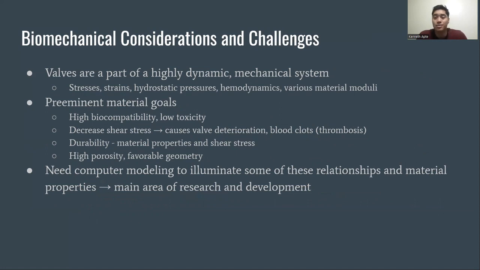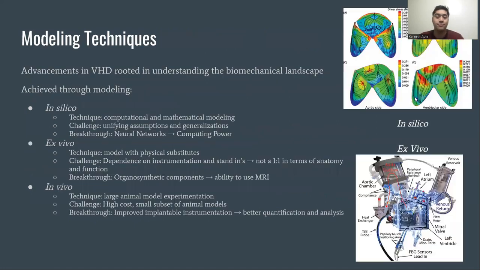the heart is. There's numerous stresses, strains, and pressures, and so you need to control for all of these. The preeminent material goals are to have high biocompatibility and decrease shear stress. This is really important because shear stress causes valve deterioration and blood clots. You want your prosthetic to be durable, to last a long time, and for it to be porous so that it can allow for blood flow. A lot of the research goes into illuminating the relationships between this landscape and all these biomechanical phenomena.